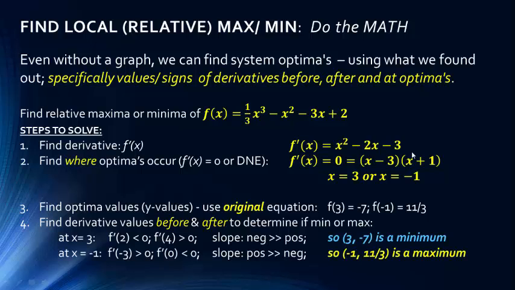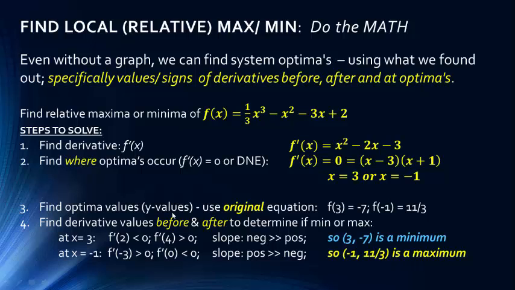So if we do the same thing with negative 1, we plug in a value less than negative 1, negative 3, and a value greater than negative 1, 0, both into the derivative. And we see that the slope of the derivative goes from positive to negative. We have a mountain. So this is a maximum. Okay? So there are our answers.